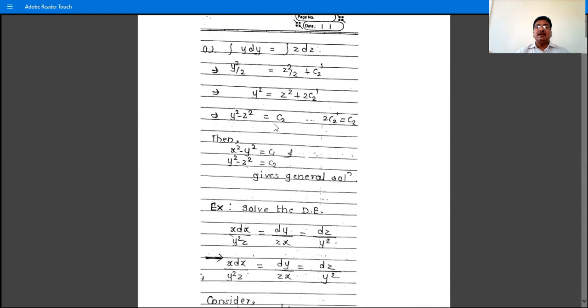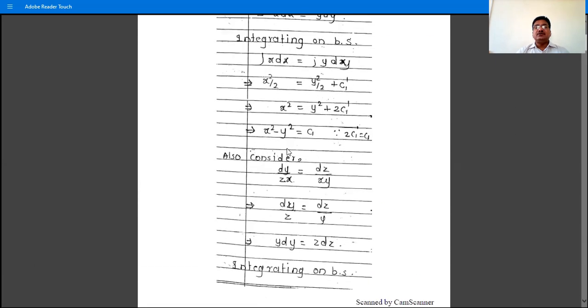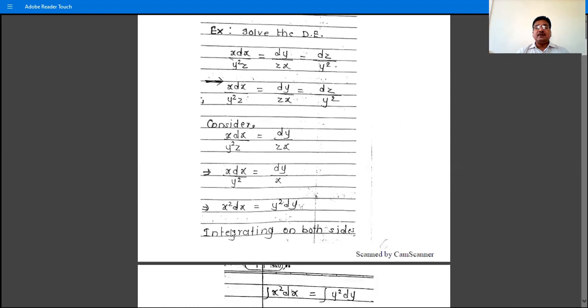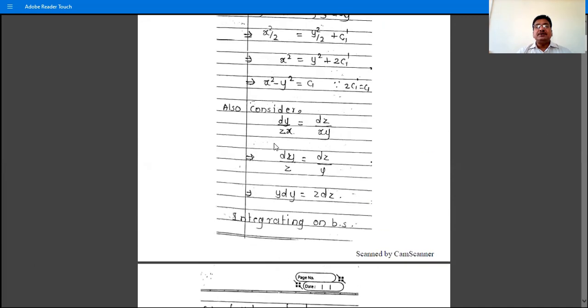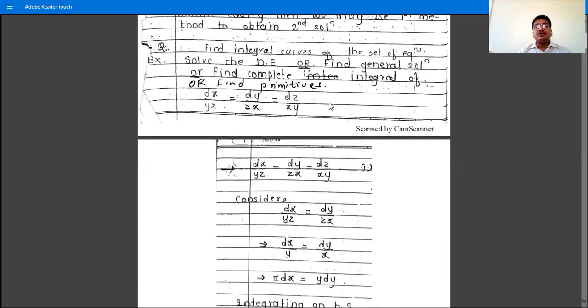So y square minus z square is equal to c2 is the another solution, and therefore x square minus y square is equal to c1, that is this first solution, and this another solution, y square minus z square is equal to c2, combinedly form the general solution of the given differential equation, or the complete integral, or primitives, or integral curves of the given differential equation. So instead of this, we can also consider the first ratio and third ratio.